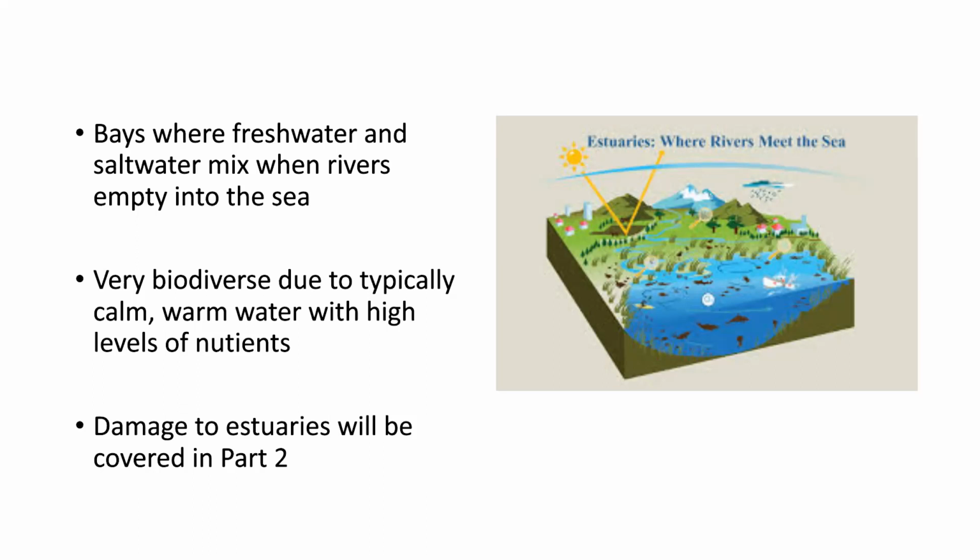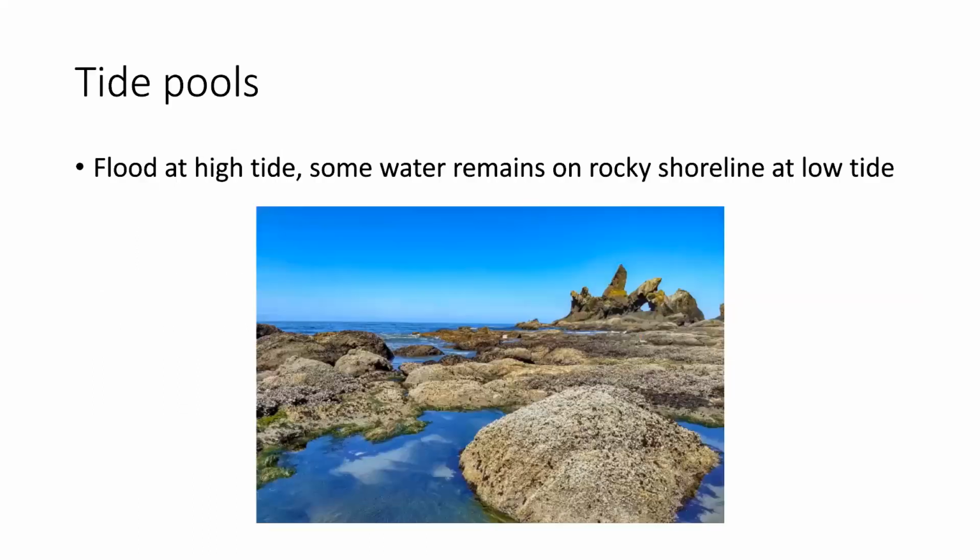And due to that, we're going to see extremely biodiverse regions when we have an estuary. We'll focus a little bit more on the estuaries in part 2 of this, when we see some of the damage that happens to these ecosystems and how we can protect it. But just remember, estuaries are going to be extremely biodiverse because we have extremely high levels of nutrients, along with the warm and calm water that's going to help promote that growth, that biodiversity.